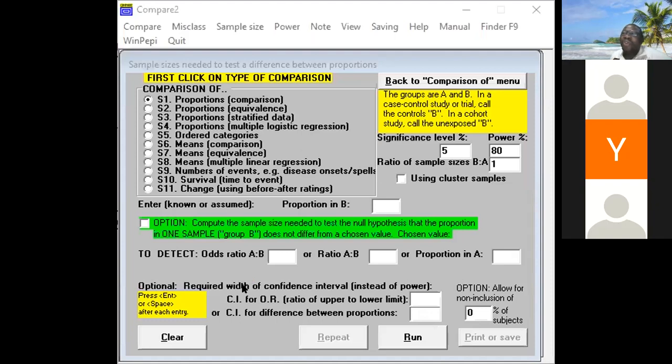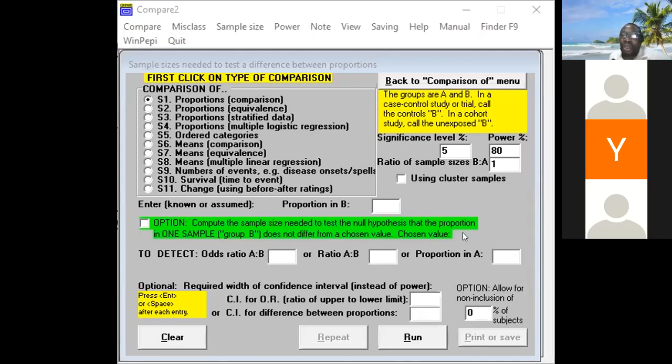If that's the case, you don't need to put the proportion, you just put the odds ratio. But of course, you have to have the value for the first group. If you don't have the value for the second one but you have the odds ratio, you put that. If you have the value for one and not the other, you put the value for the two. That's why I gave all those options.